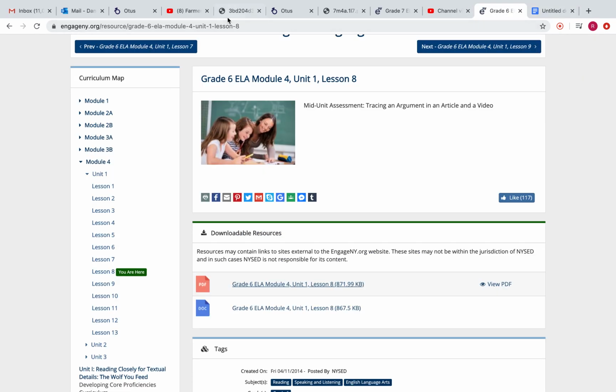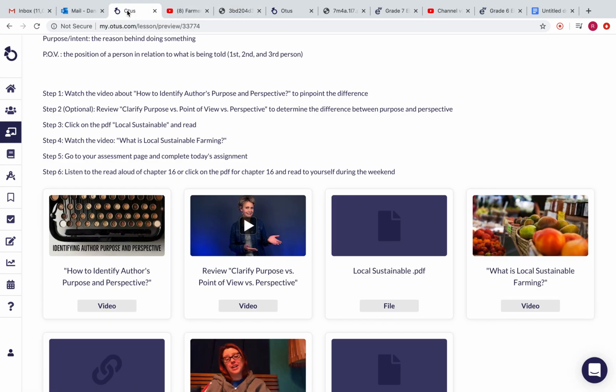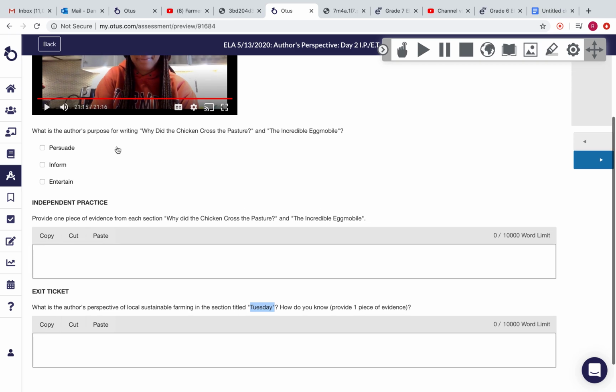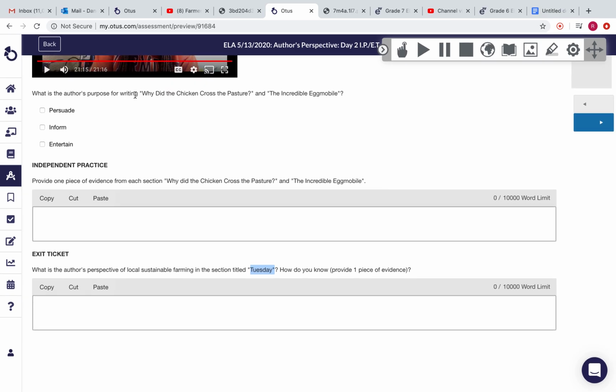Now, once again, for your classwork, you're going to determine the author's purpose for writing those 2 sections, right? I showed you where they were in the text. Give 1 piece of evidence for each section that shows what the author's purpose is. And then you're going to say what the author's perspective of local sustainable farming is in that section, and explain how you know while providing 1 piece of evidence.